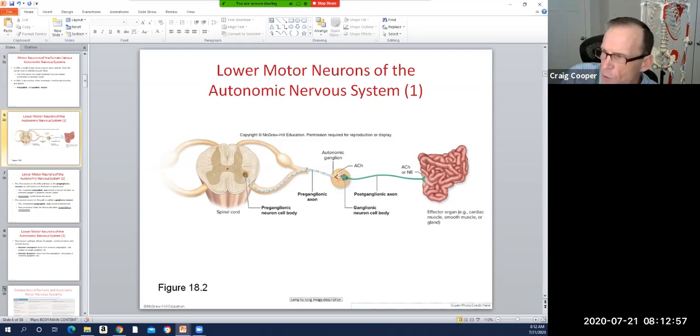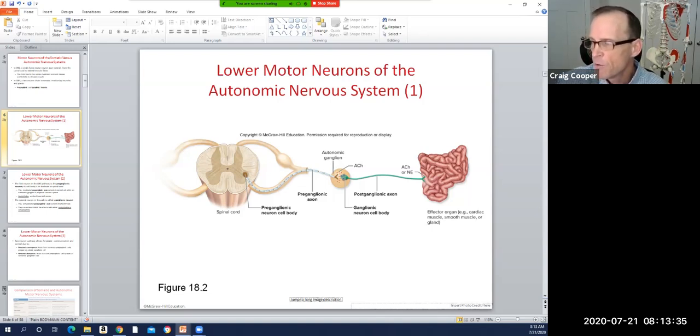The other thing that's shown on this slide is which specific neurotransmitter is being released at these different ganglia. The preganglionic neuron is always going to release acetylcholine at the ganglion. Now, acetylcholine is the same neurotransmitter that the somatic motor neurons release to stimulate muscle fiber contraction. I think it's the most common neurotransmitter in the body, but it's definitely not the only one. So ACH refers to acetylcholine.